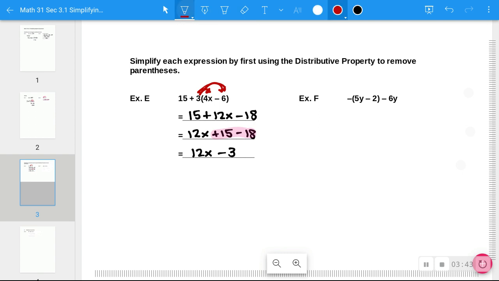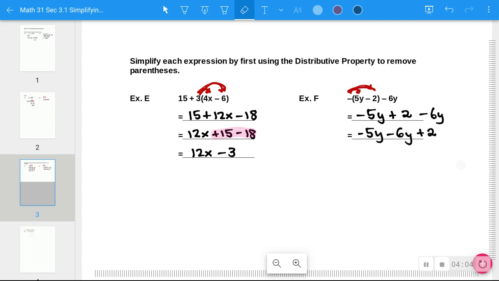Example F here, we're going to be distributing the negative sign. It's like multiplying by negative 1. You'll see that happen on the first step here. And then once you've got that done, you're going to combine your like terms. So I'm going to put the negative 6 with a negative 5. Combine them to give negative 11y. So negative 11y plus 2 is the answer to that problem.